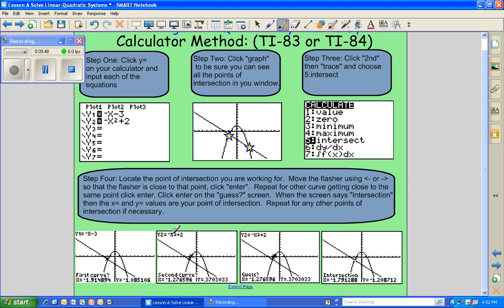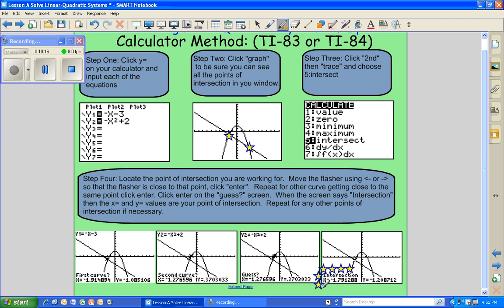And then it's going to ask, what do you want to intersect it with? So it's going to default to y2 since it's already chosen y1. I'm going to move my arrow so it's pretty close to that point of intersection. I'm going to hit enter. And then for whatever reason, the TI calculator has you guess. So I'm just going to hit enter for the guess, and then I know that I'm going to have my final answer when at the bottom it says intersect.